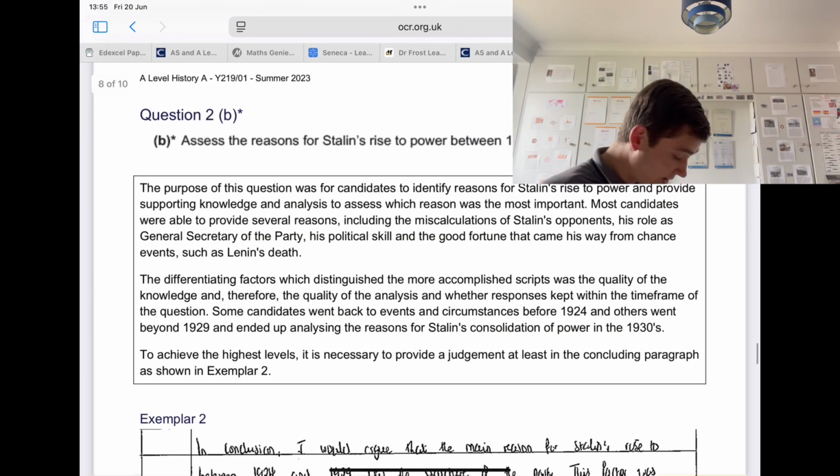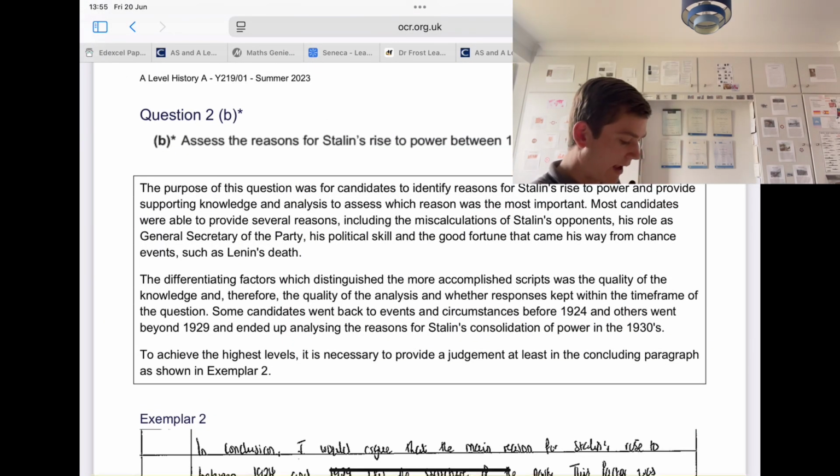So this is from 2023, and this one is about assessing the reasons for Stalin's rise to power between 1924 and 1929, so a very similar question to the one we gave you. Look at exam reports, they're very detailed, not only because they show what they want you to see in an essay, but also they specifically tell you the patterns of students' answers and what they want you to get the highest amount of marks possible.